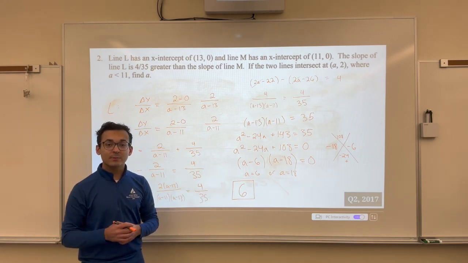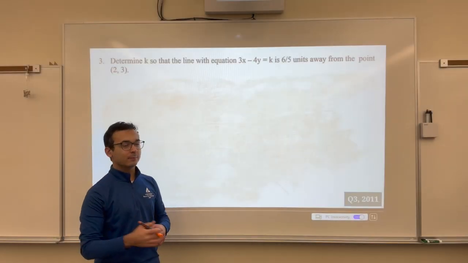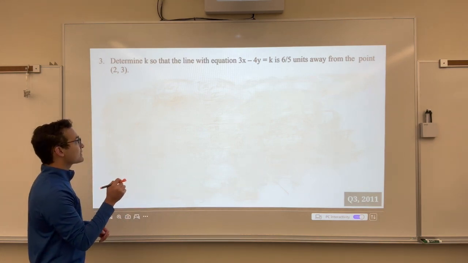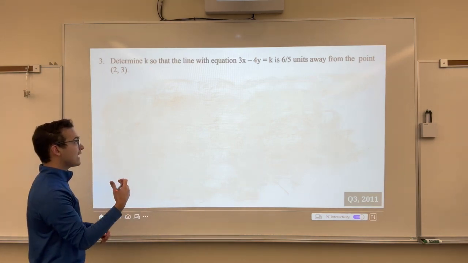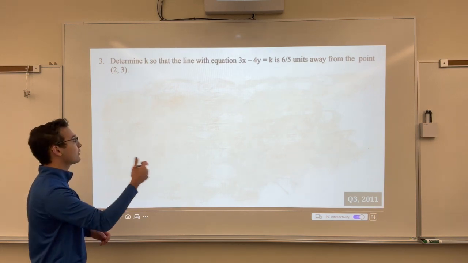Alright, with that problem out of the way, let's move on to the 5 pointers of this video. Alright, here's our first 5-pointer. Determine k so that the line with the equation 3x minus 4y equals k is 6 over 5 units away from the point 2, 3.